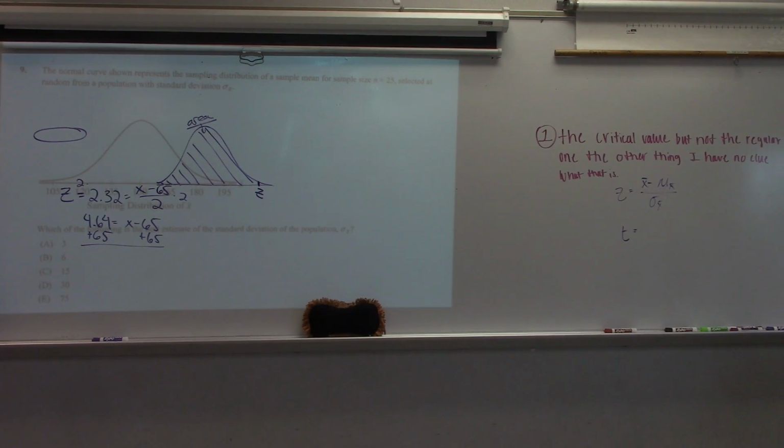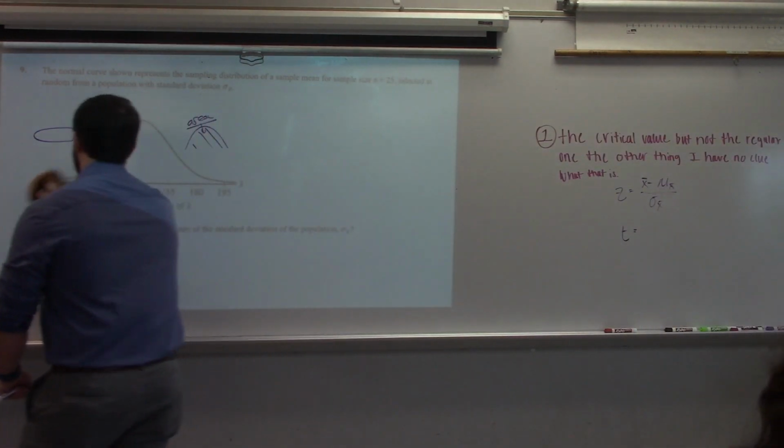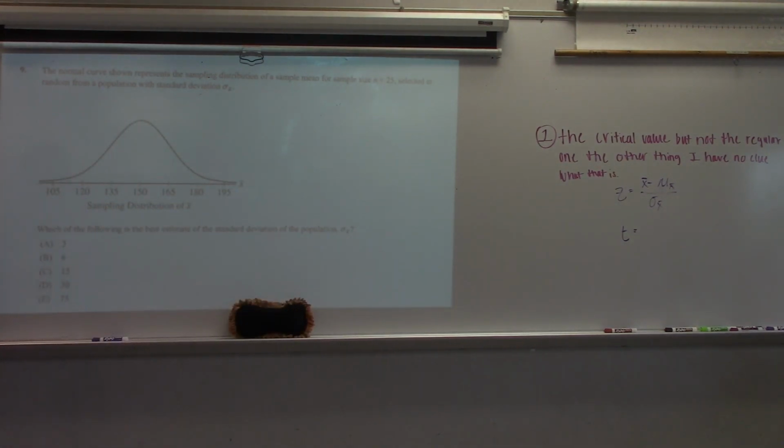Now, let's look here at number 9. I think some of us got a little thrown off by this one. Just looking around, some wild faces. So we got a sampling distribution of X bar, and it asks which of the following is the best estimate of the standard deviation of the population.